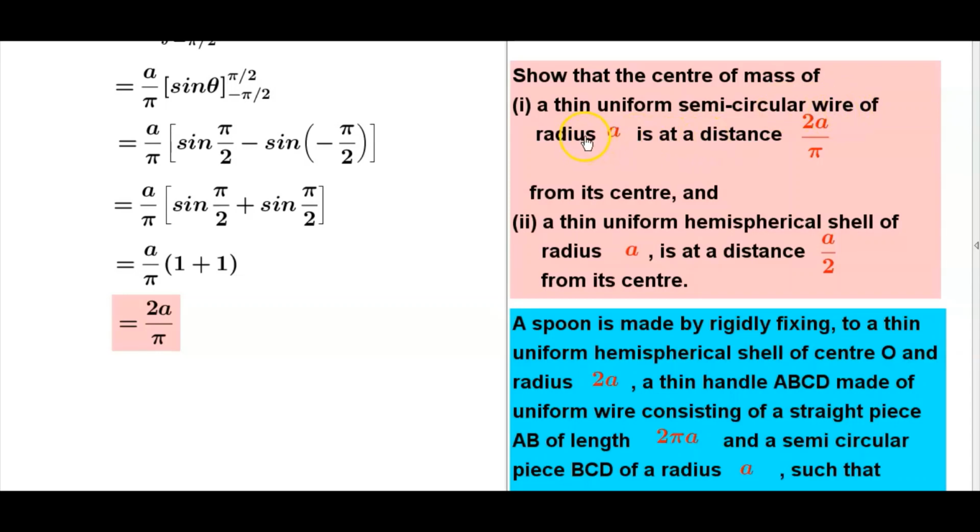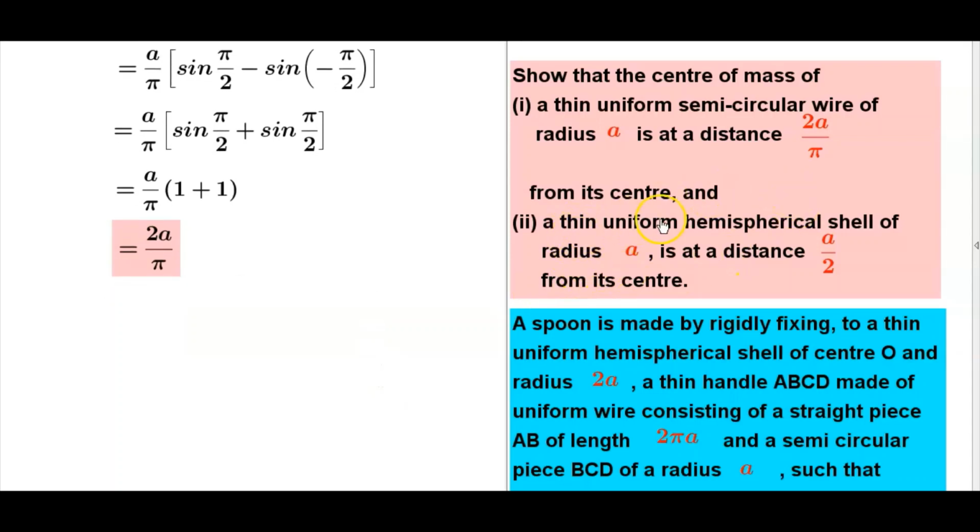A semicircular wire of radius a has its center of mass at a distance 2a over pi from its center. This is the question, and so we proved it: 2a over pi from its center. Now we want to consider the second thing, the uniform hemispherical shell.